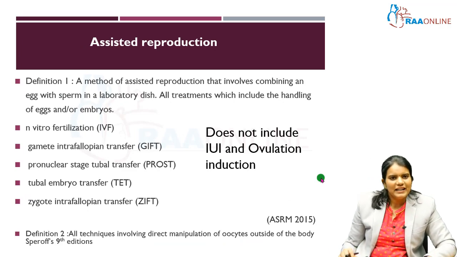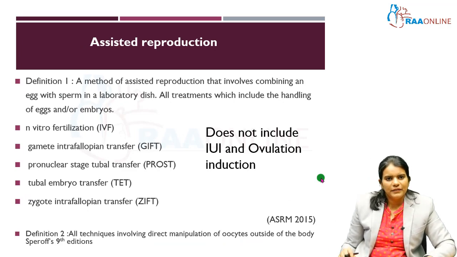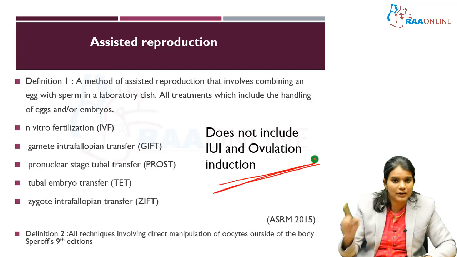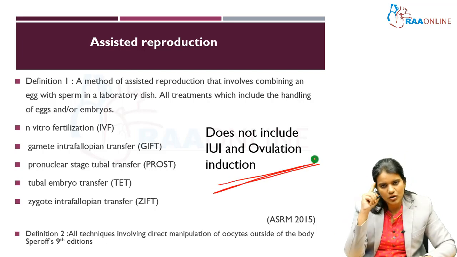Now, it's very important to know the definition. The definition, according to the ASRM, is a method of assisted reproduction that involves combining the egg with sperm in a laboratory dish. All treatments which include the handling of the egg and the embryos, which includes IVF, GIFT, PROST, tubal embryo transfer, ZIFT, okay, IVF or ICSI. IVF or ICSI only we do for everyone. These all other things I have never seen being done personally. These are all for theoretical purposes. Important thing is it does not include IUI and ovulation induction assisted reproduction. So keep it in mind because this will be the question asked in the examination.